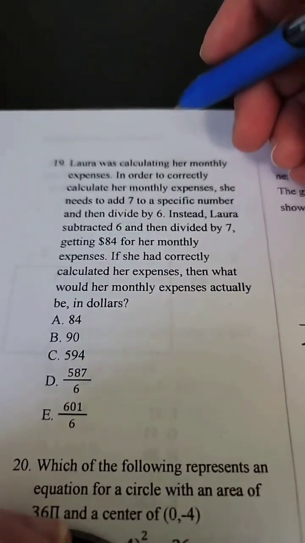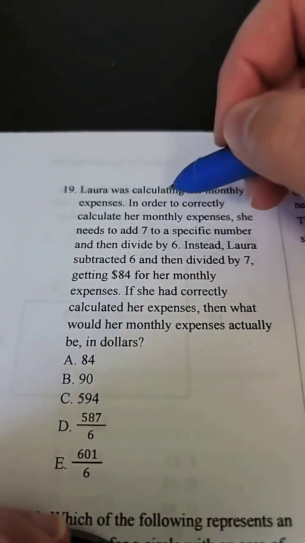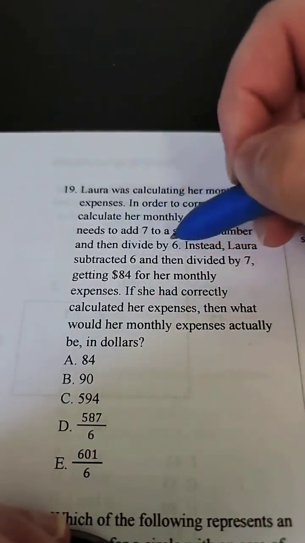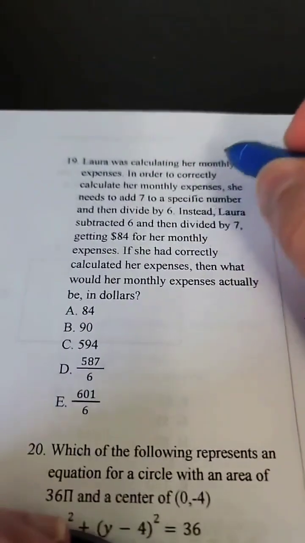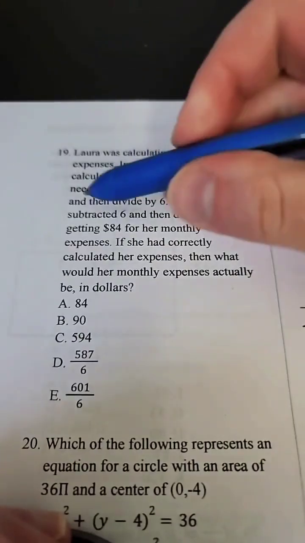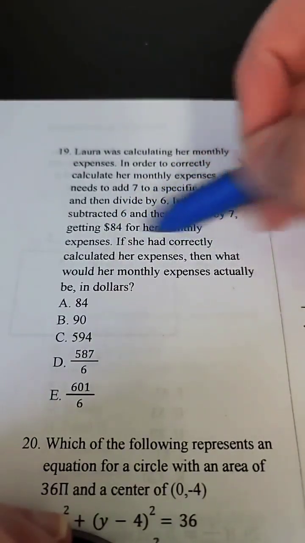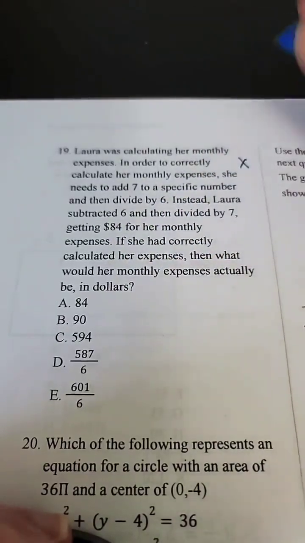So then let's go to number 19. It says Laura was calculating her monthly expenses. In order to correctly calculate her monthly expenses, she needs to add 7 to a specific number and then divide by 7. So let's call this specific number x. So this number is going to be x that we're talking about. Instead, Laura subtracted 6 and divided by 7, getting 84 for her monthly expenses. If she had correctly calculated her expenses, then what would her monthly expenses actually be in dollars?